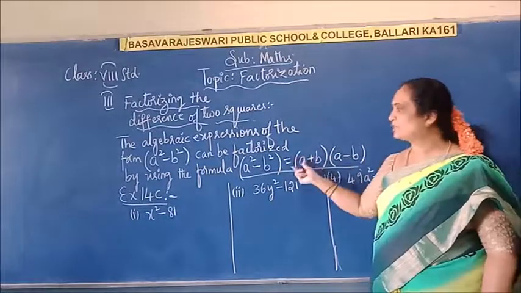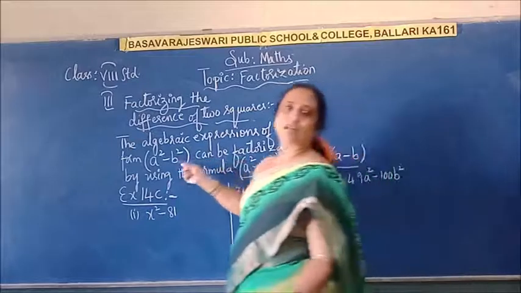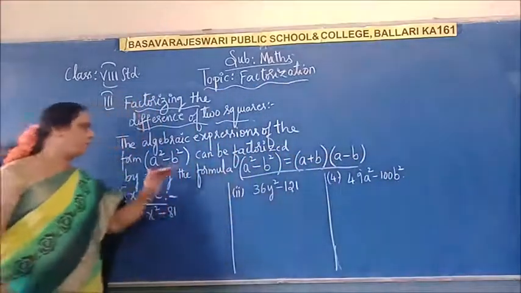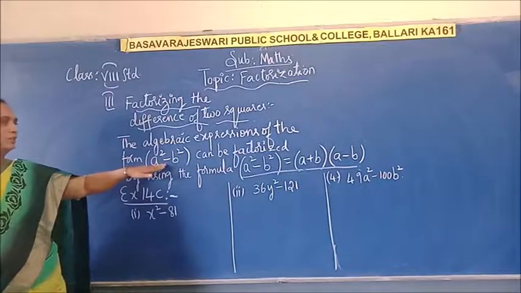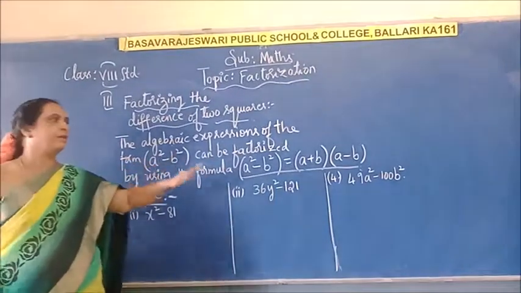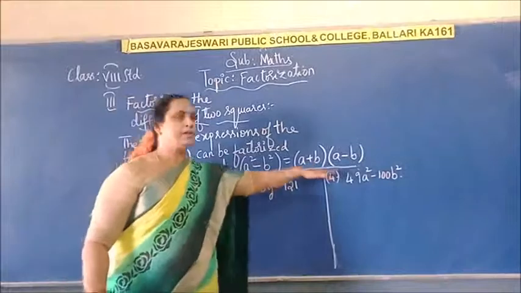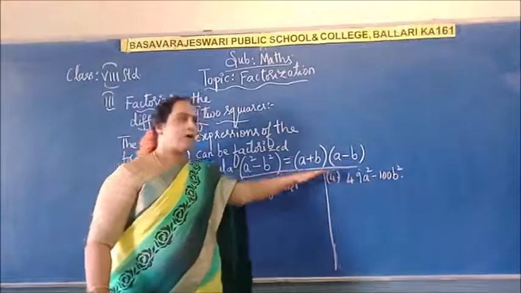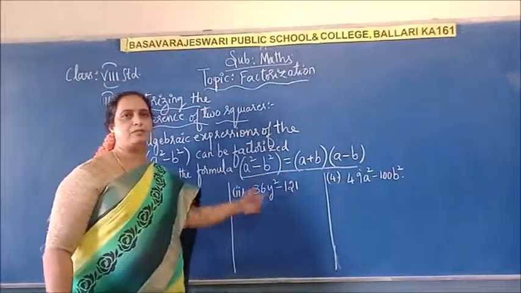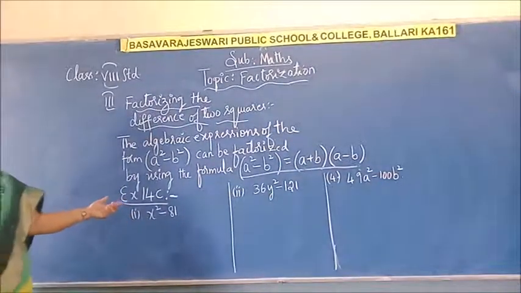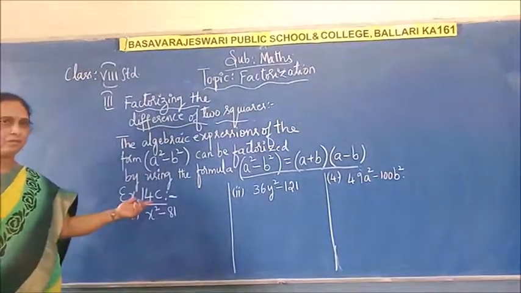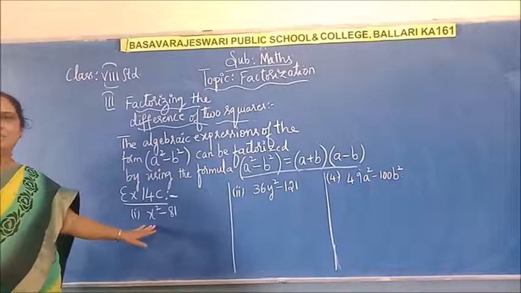By using this formula, you can factorize the given expressions of this form, a square minus b square, which is equal to a plus b into a minus b. You have to use this formula to factorize such expressions. Look at this example here. Now I am dealing with exercise 14c. I have taken the first example.